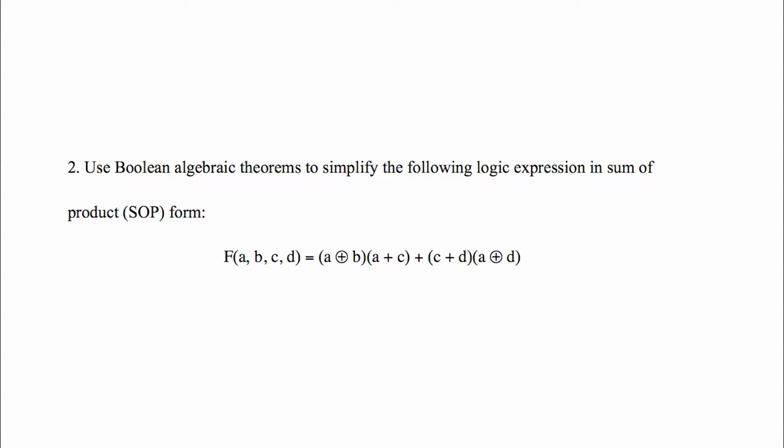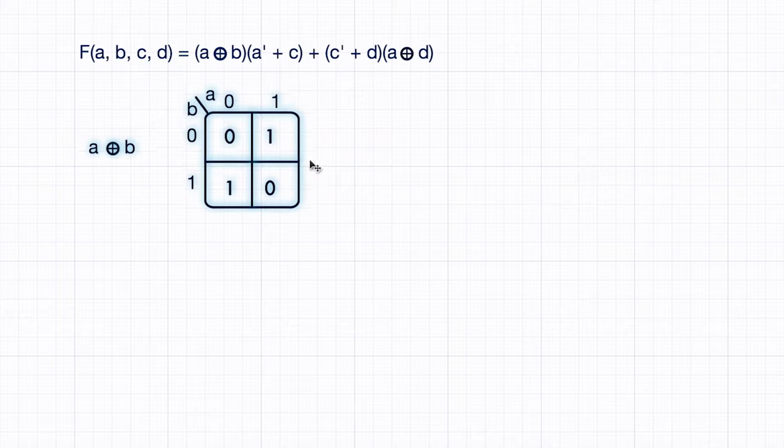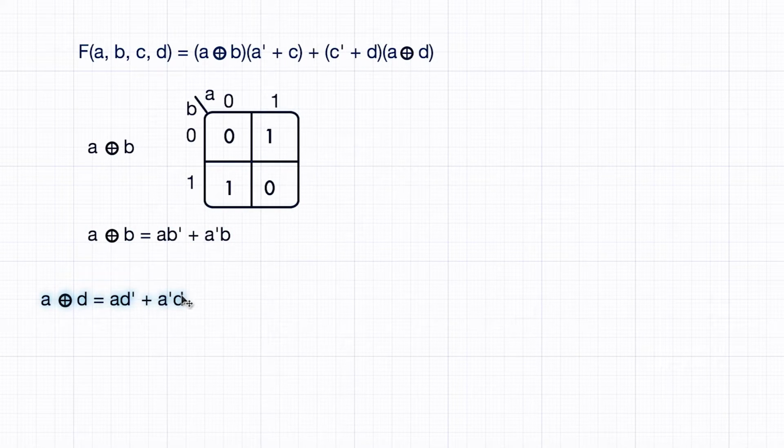As for the second problem, we need to review the Boolean algebraic theorems first. To find the representation of A XOR B, we're using the key map. And then we can get the sum of product representation of A XOR B equal to A B bar plus A bar B. In a similar way, we can get the representation of A XOR D.